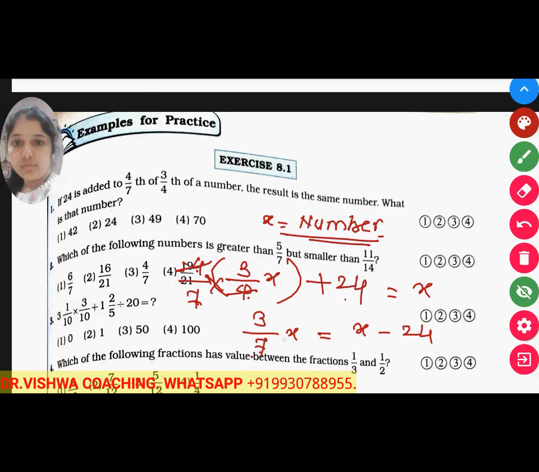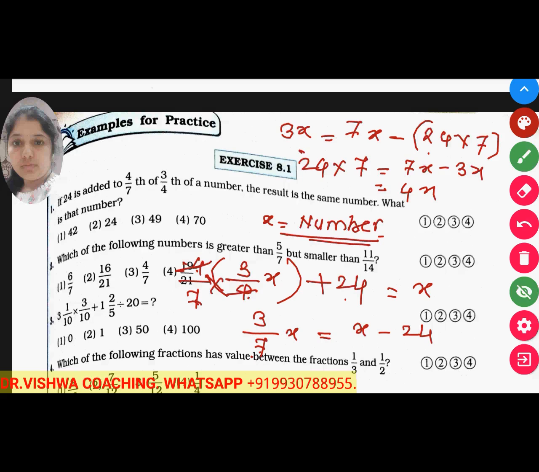We just multiply with this 7 everywhere. So it becomes 3x is equal to 7x minus 24 into 7. Okay. Now this 24 into 7 will come to this side and this 3x will go to this side. So it becomes 24 into 7 is equal to 7x minus 3x is equal to 4x. Now x is equal to 24 into 7 upon 4. 4 6s are 24, 6 7s are 42. So 42 is your number.